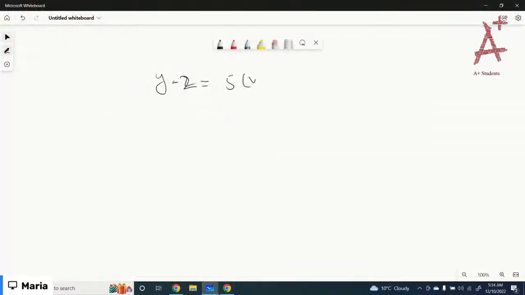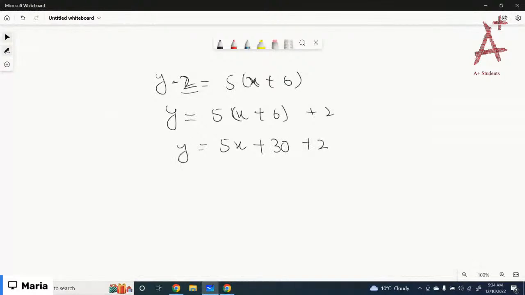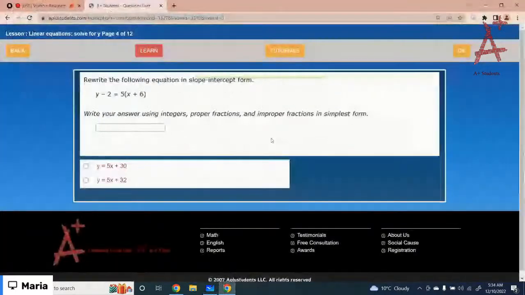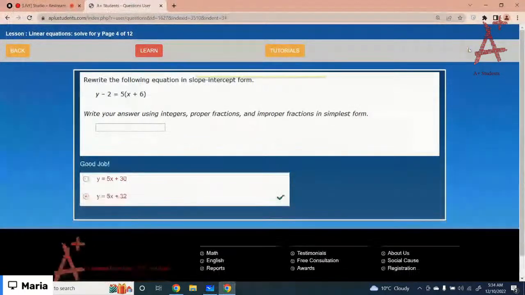5 times x plus 6. Okay, move that negative 2 to the other side. It would be y equals 5 times x plus 6 plus 2. It would be 5x. 5 times 6 is 30 plus 2. So it would be y equals 5x plus 32. Got it? So just select the correct option and click on the OK button. Got it?